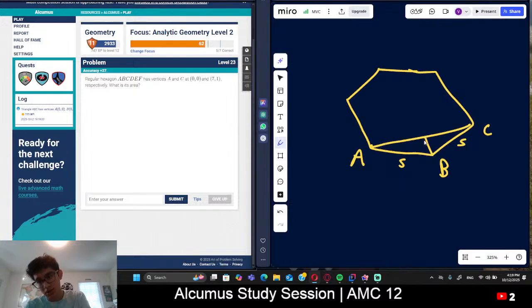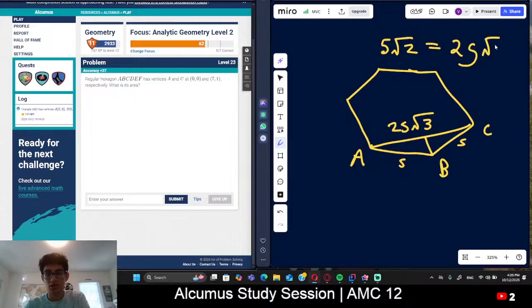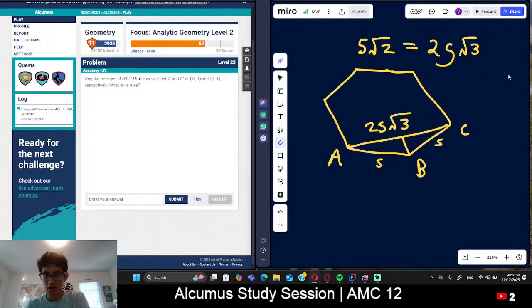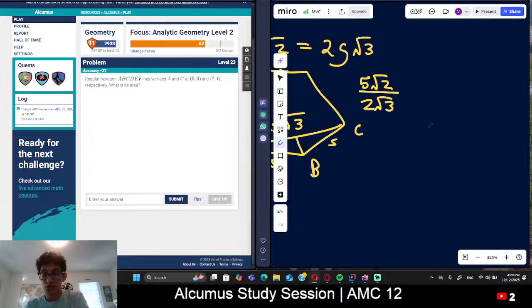So that's 90, so this is 30, this is S over 2, this is going to be 2S root 3, right? So 2S root 3, what is the length of AC? It's going to be 49 plus 1, so the square root of 50, which is 5 root 2. So 5 root 2 equals 2S root 3. And then now we just find S, right? 5 root 2 over 2 root 3, multiply through by root 3, 5 root 6 over 6.